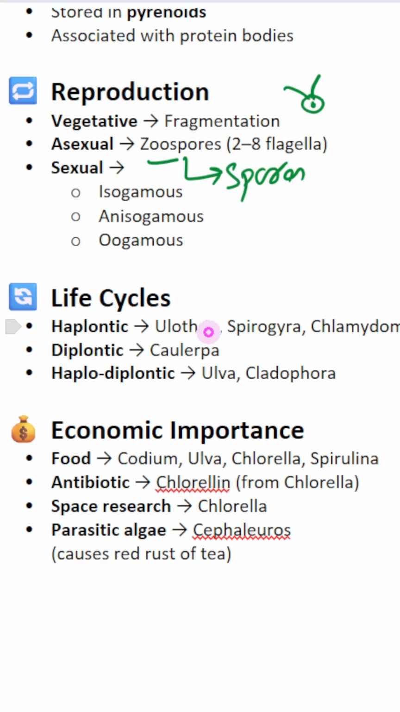Got it? And these are the examples. These are very important examples. Haplontic examples are Ulothrix, Spirogyra, and Chlamydomonas. Diplontic is Caulerpa. And haplodiplontic is Ulva. The best example is Ulva.